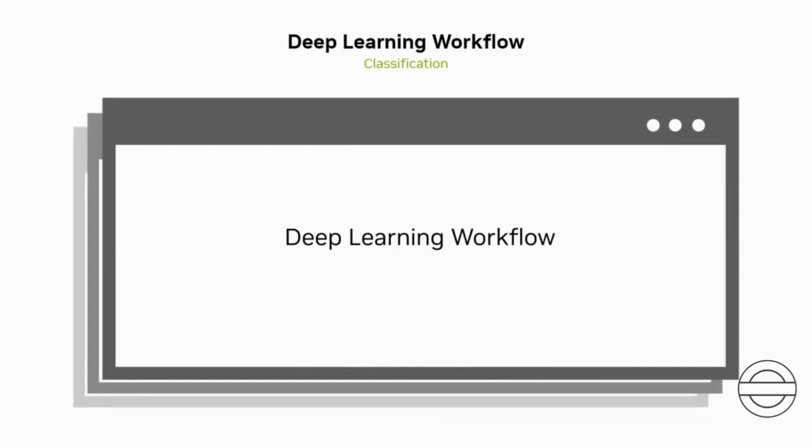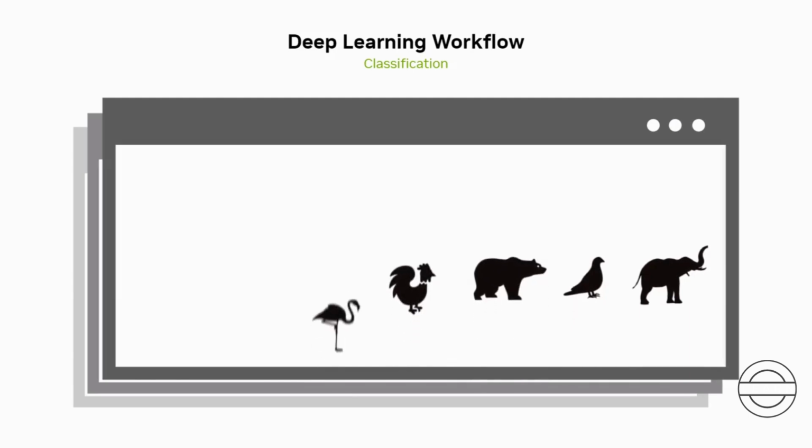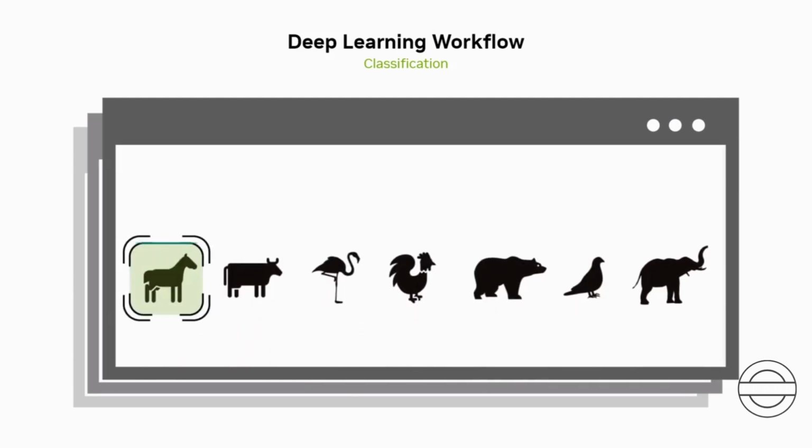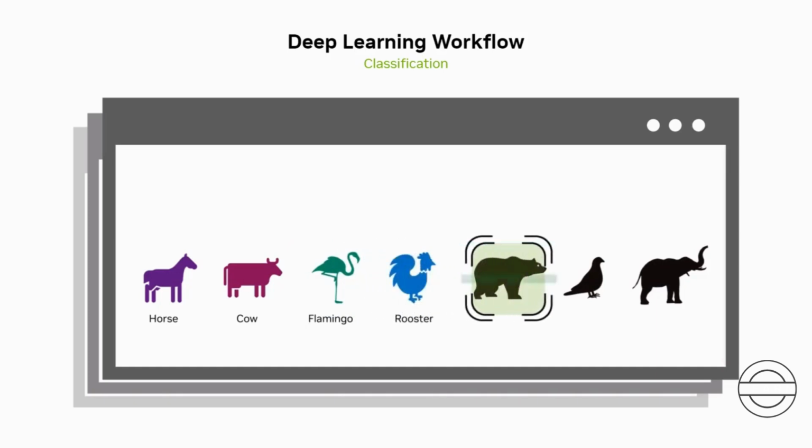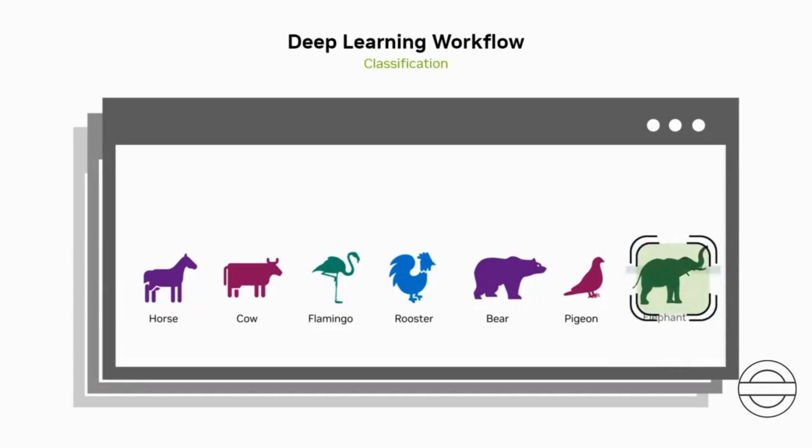So, what is the deep learning workflow? Consider an application that automatically identifies various types of animals, in other words, a classification task. The first step is to assemble a collection of representative examples to be used as a training dataset, which will serve as the experience from which a neural network will learn.